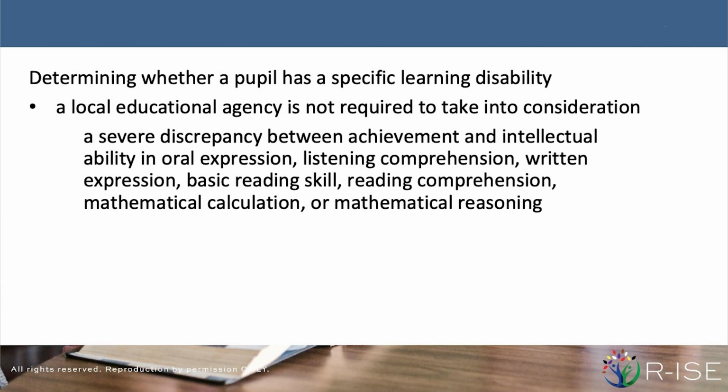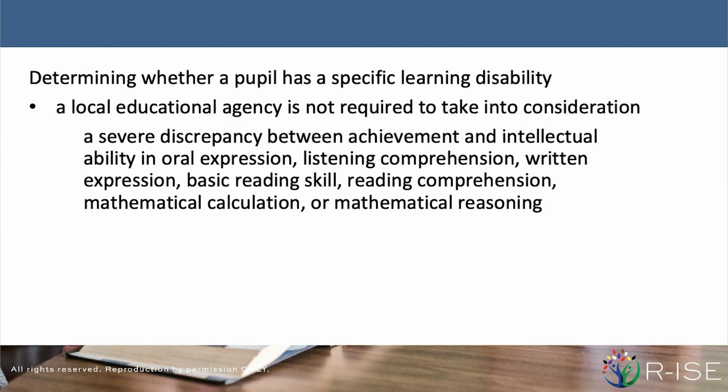What this means is that before we identify a child with a disability, we need to make sure that their eyes have been checked lately. Do they need glasses? Has their hearing been checked? Have they had the same opportunity at home to learn? Are there books in the home? Has the child been read to? Do they have educational toys? Determining whether or not a pupil has a specific learning disability.